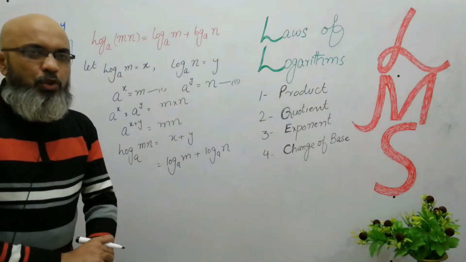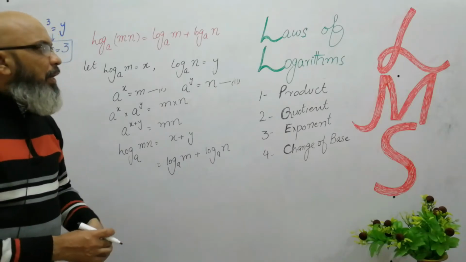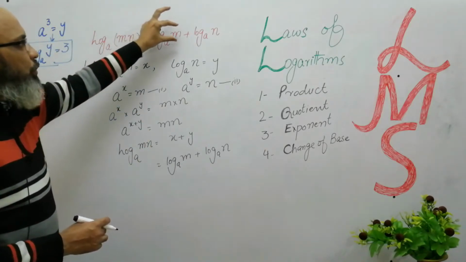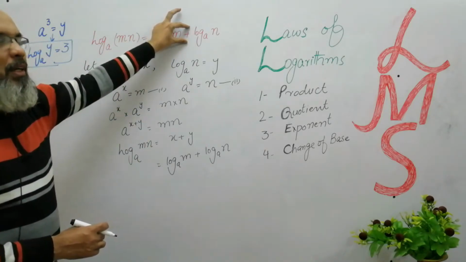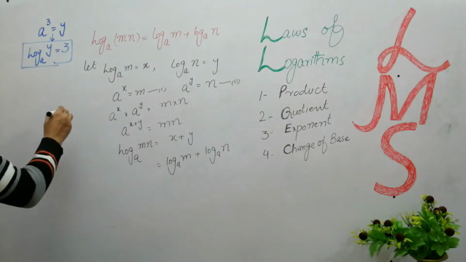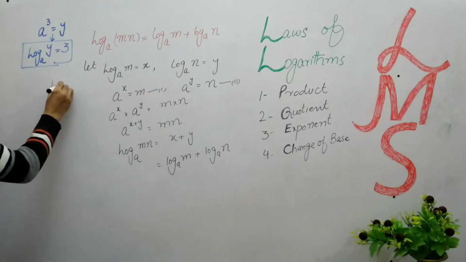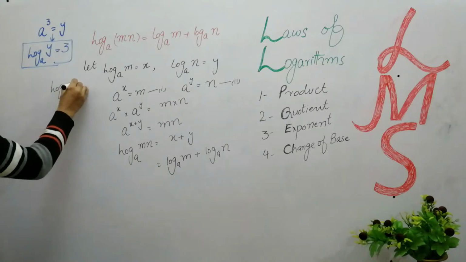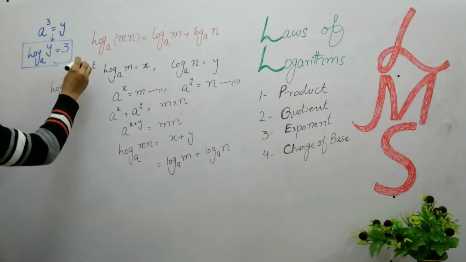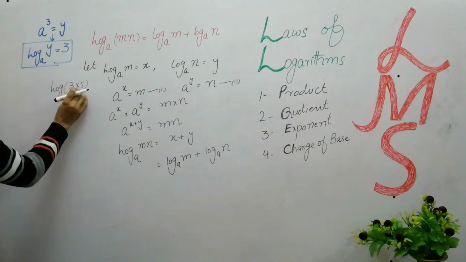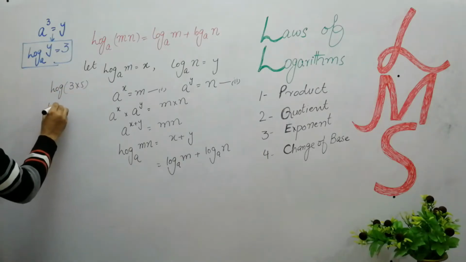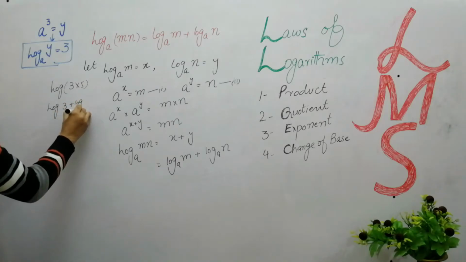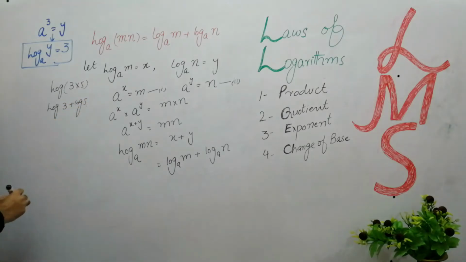दूसरे तरीके से मैं इसको समझा दूं कि इसकी इम्प्लीमेंटेशन कहाँ पे है, कि जहाँ पे प्रोडक्ट होगा उसको हम कहाँ पे चेंज करेंगे, एडिशन में हम चेंज करेंगे. Suppose आपके पास question आ जाता है log 3 into 5. So according to this law, the first law, we will change this multiplication into addition, means we can write log 3 plus log 5. Clear?